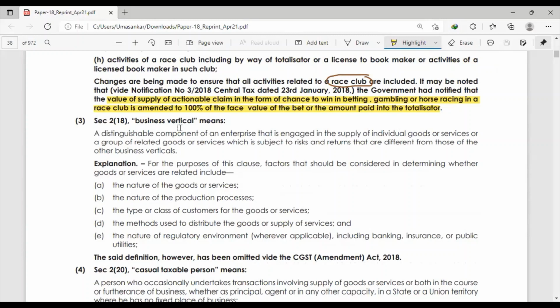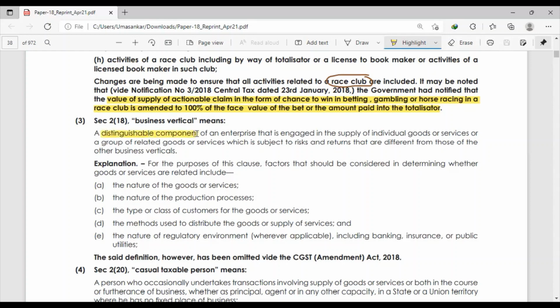What do you mean by business vertical? This is a distinguishable component of an enterprise that is engaged in the supply of individual goods or services or a group of related goods or services, subject to risks and returns that are different from those of other business verticals. Suppose a supplier is engaged in two types of goods or more than two types of goods. So the business can be divided into more than one component, and that is called a business vertical, a distinguishable component.